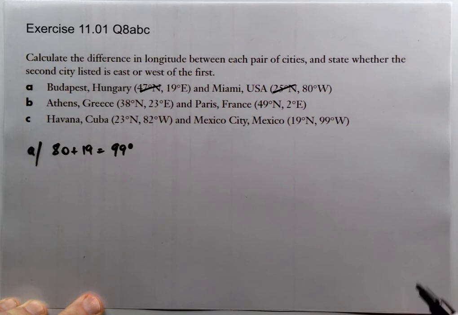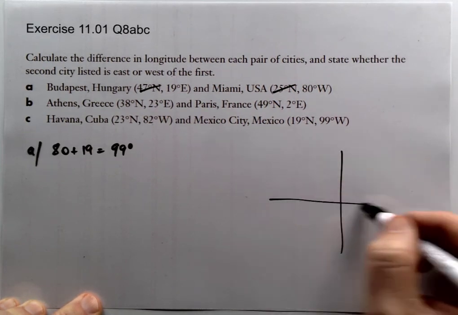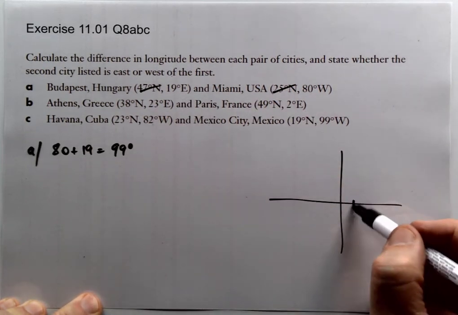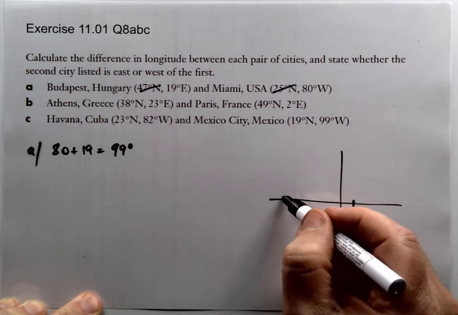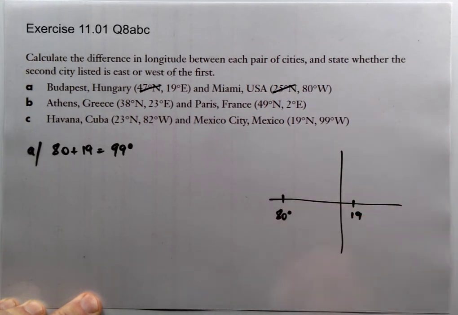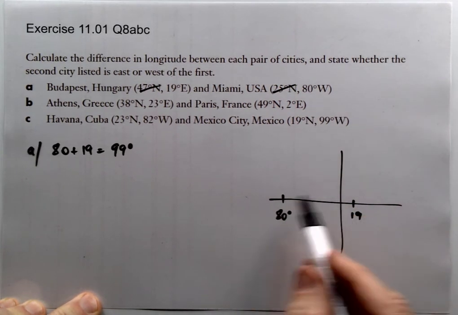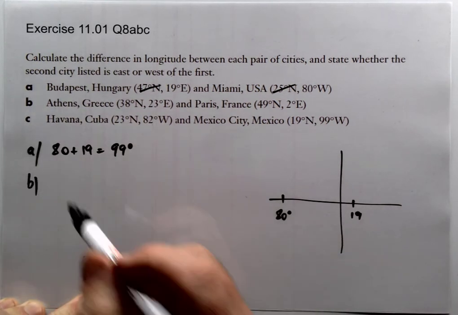So you can see they're fairly far apart. If you prefer to draw a diagram, so one is 19 degrees to the east, the other one's 80 degrees to the west there. So again, they're heading in opposite directions, so add them together.